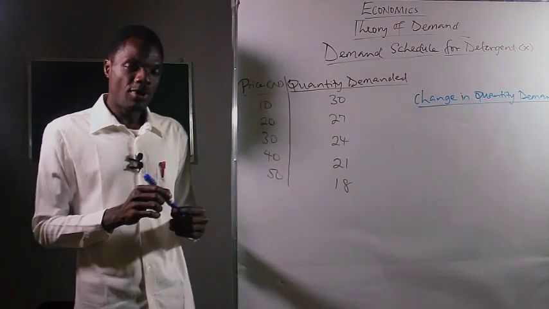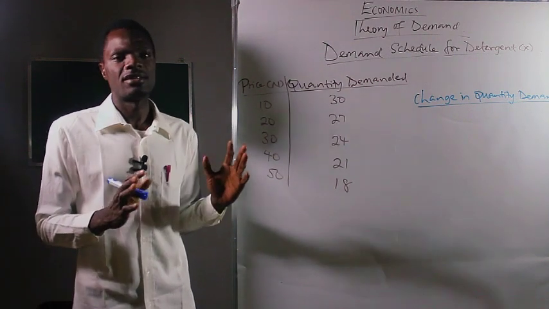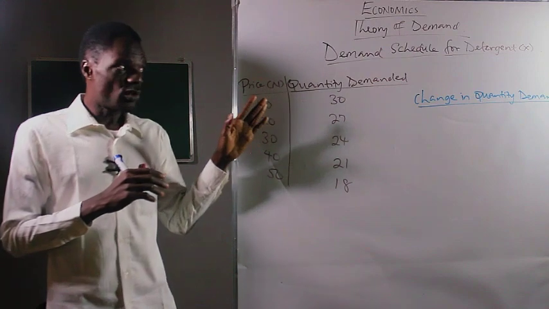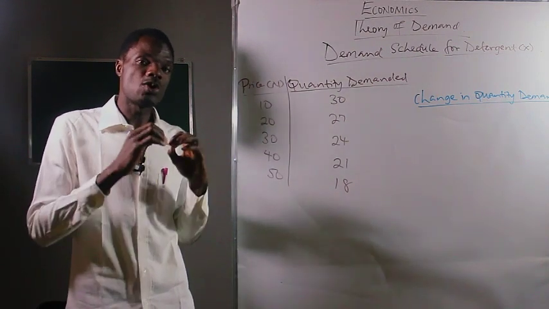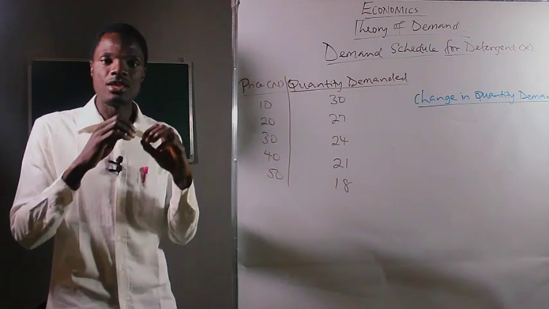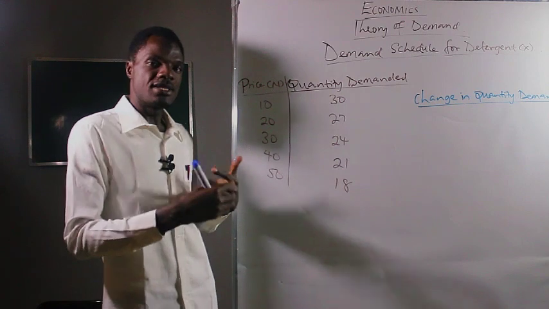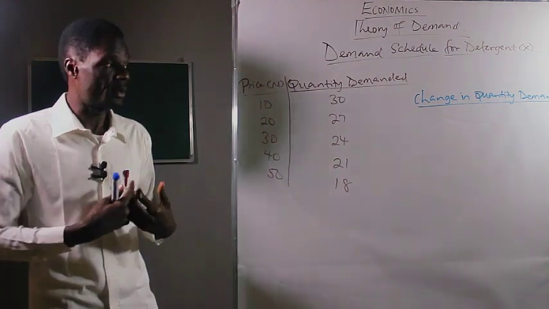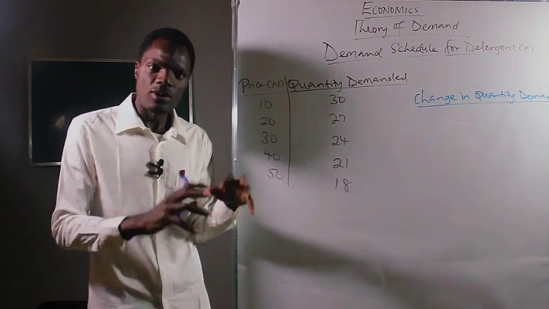Now, the next thing we are going to do is to look at the change in demand. They look similar, but there is a slight difference between the two. In this one, we said change in quantity demanded. We mean that we are focusing our attention only on the change in the own price of the good to see how the quantity will react, or to see how the consumers will react, because they are the consumers that are buying the good.